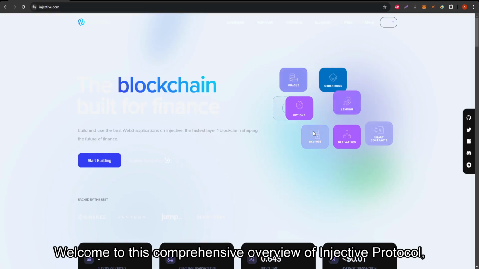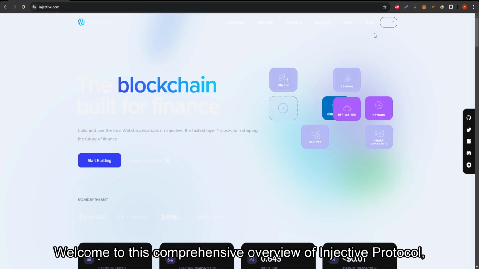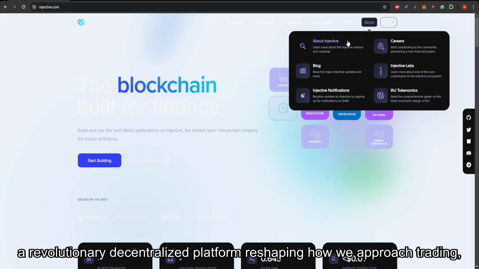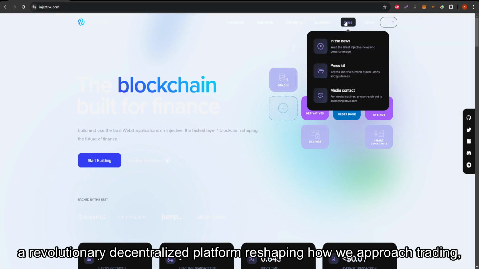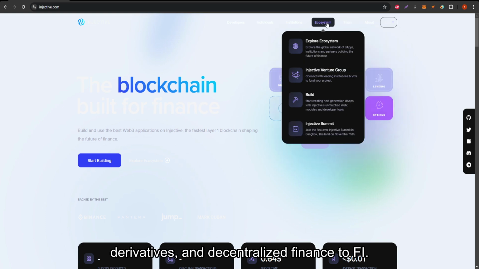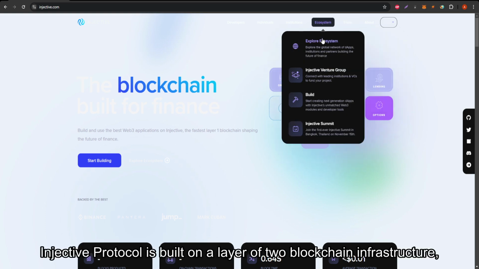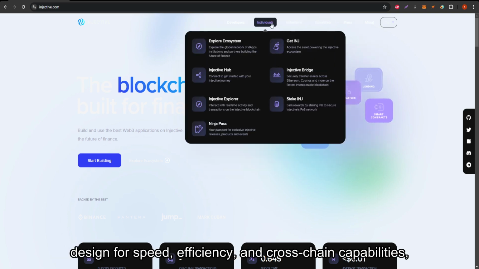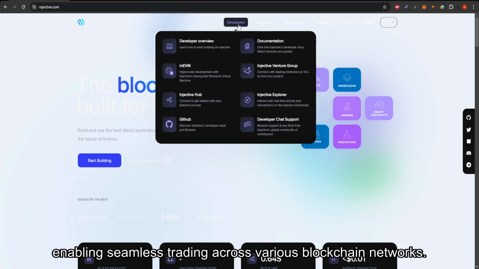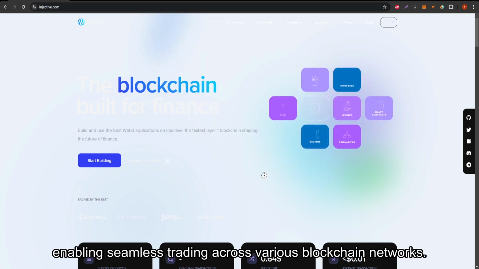Welcome to this comprehensive overview of Injective Protocol, a revolutionary decentralized platform reshaping how we approach trading, derivatives, and decentralized finance (DeFi). Injective Protocol is built on a Layer 2 blockchain infrastructure designed for speed, efficiency, and cross-chain capabilities, enabling seamless trading across various blockchain networks.